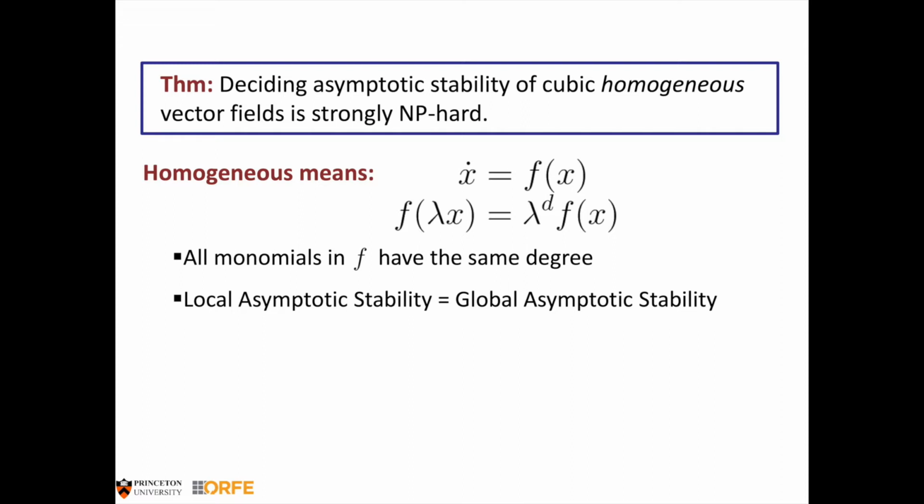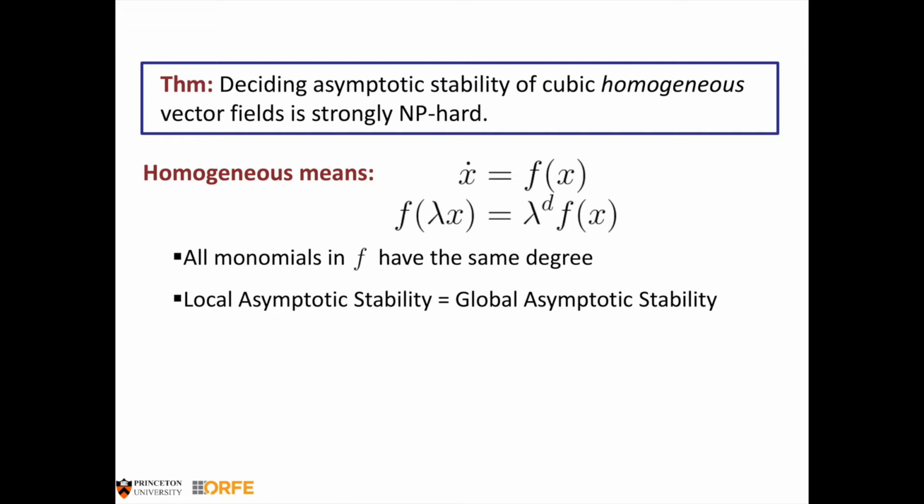First of all, it is a stronger claim. This is true even, first of all, the claim is for cubic vector fields. And it's true even if your vector field is homogeneous. So what is a homogeneous vector field? It's a vector field where every monomial has the same degree. All the monomials have degree 3. One property of homogeneous vector fields is that they scale. If you look at f of lambda times the vector x, this is lambda to the degree, in this case 3, of f of x. So if you scale, the vector field behaves the same way. Because of that, for a homogeneous system, local and global properties are the same. So this for free proves that both properties are NP-hard to test.